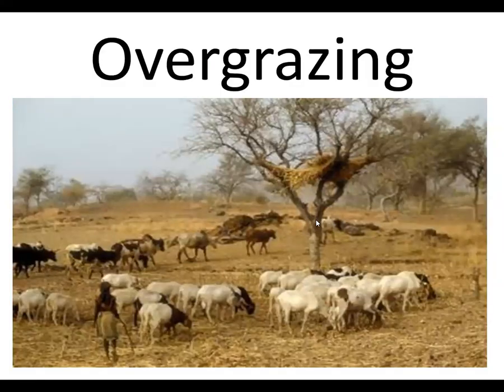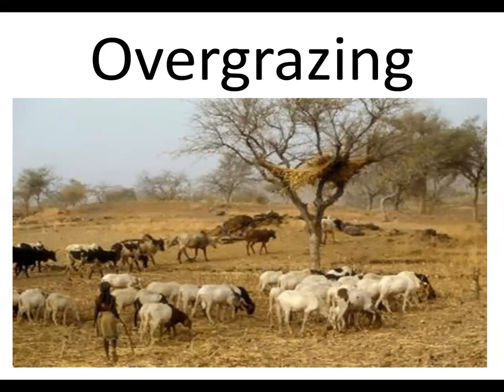Another problem with our soil is overgrazing. In overgrazing, since we need a lot of food right now, like beef and milk from cattle and different kinds of animals, some farmers just let their animals roam freely in the pasture or in the grassland and eat anywhere. This is not good.